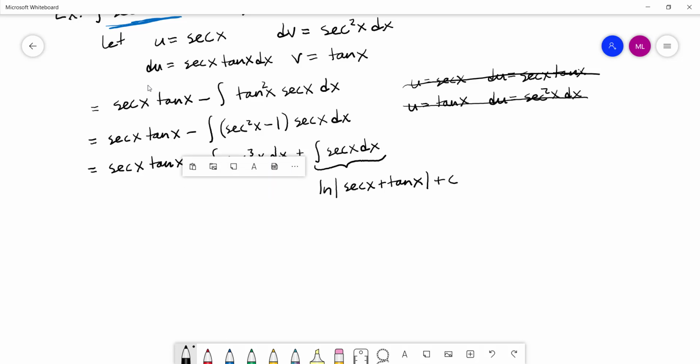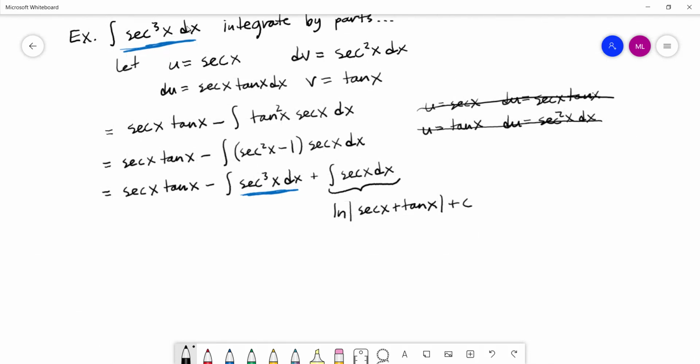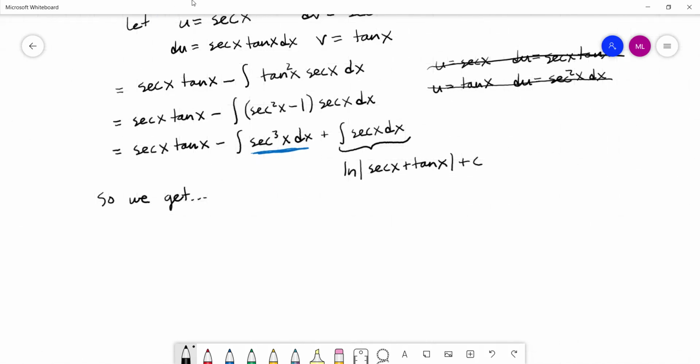And this piece gets moved, this piece gets moved back over to the other side. So we get, if I add this to both sides, so remember the whole thing was equal to this. This is what we started with. If I add that to both sides, I'll have 2 times the integral of secant cubed of x dx is equal to, what I'm left with is secant of x, tangent of x, plus this natural log of the absolute value of secant x plus tangent of x plus a c.